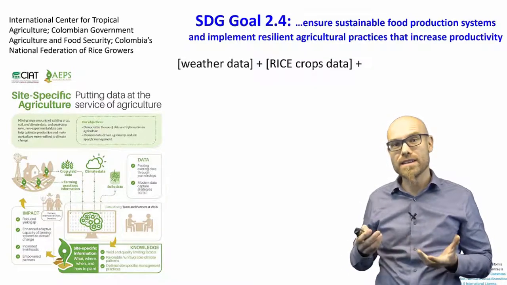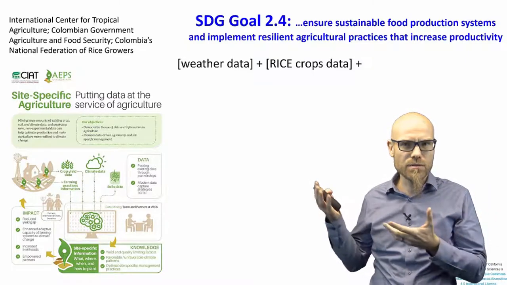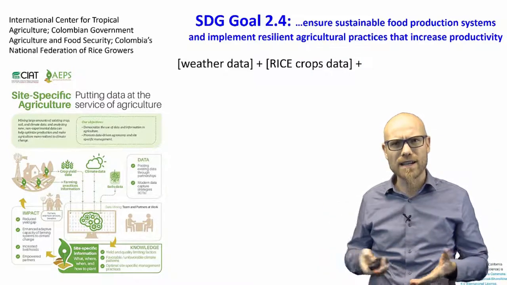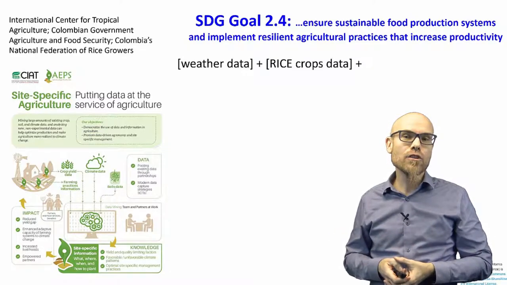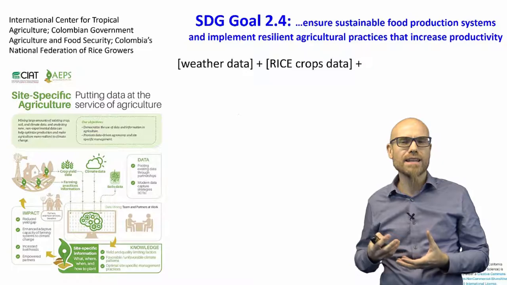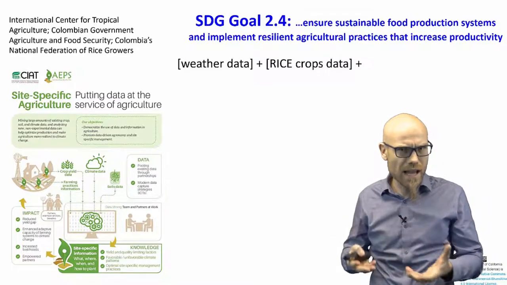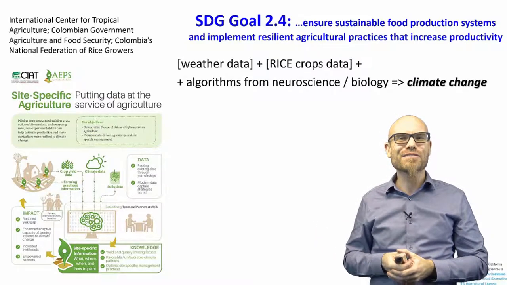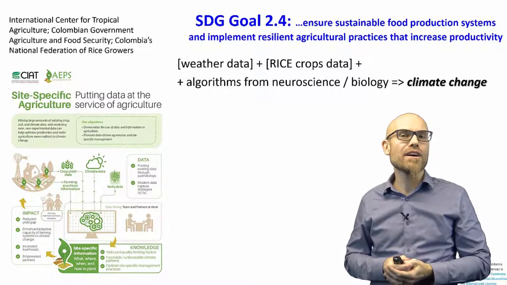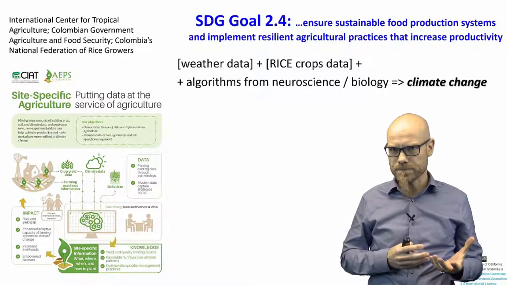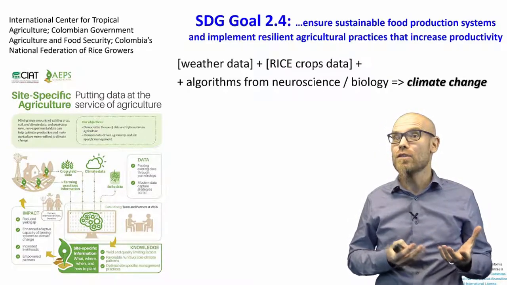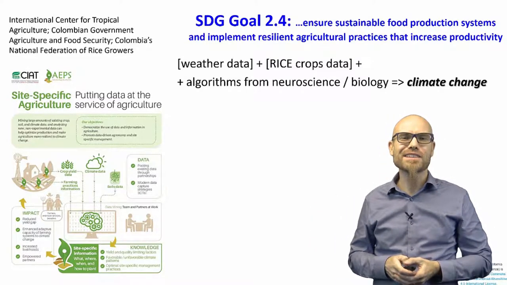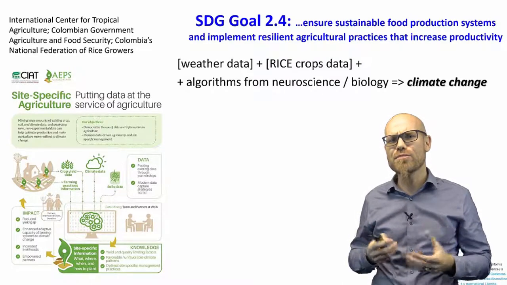Some engineers here took weather data, and weather data is readily available from NASA or something. You can look it up on the internet, right? Very fine-grained and very localized and in real time. And they combined it with rice crops data that they had available in Colombia, and they threw that into an algorithm. Turns out this algorithm was from neuroscience, from biology, but it doesn't really matter where you get your algorithm from. This algorithm fit in and was able to analyze this data very well in order to understand better climate change. Many developing countries are struggling a lot with climate change, and it impacts agricultural production. Well, many developed countries as well, not only developing countries, both of them are struggling with climate change. So that's a very important dynamic to understand.